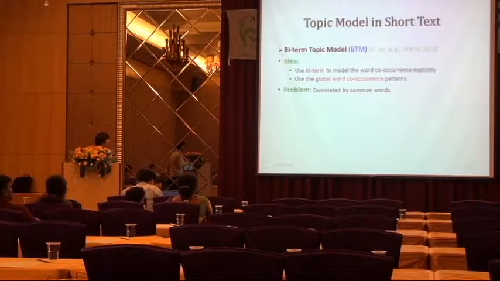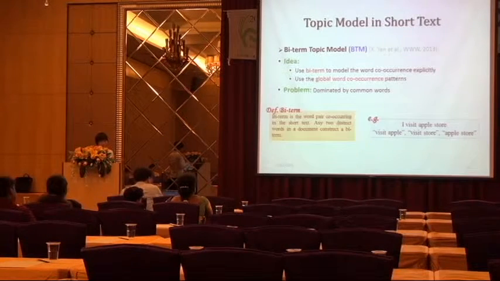Like this one, the biterm topic model was published in 2013. The idea of the biterm topic model is to use biterms. What biterm means is to use word pairs that co-occur together. For example, in "I visit Apple store", "visit Apple" and "visit store" both appear together, so we could call them biterms. So it uses these biterms in the global word co-occurrence to build the model.